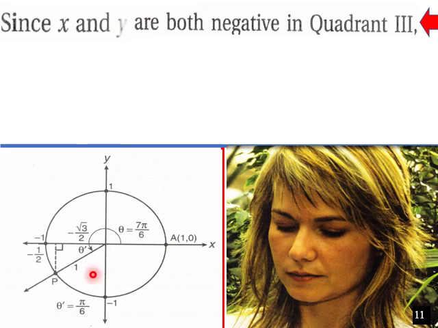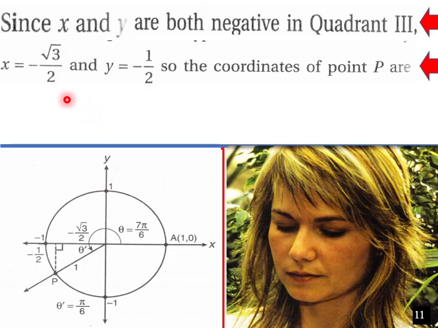Since x and y are both negative, we're down here, x and y both negative here. In quadrant 3, x equals negative square root of 3 over 2. And y is negative 1/2, which is this coordinate here. So this is negative 1/2. This is the negative square root of 3 over 2. So here are our coordinates of P here.